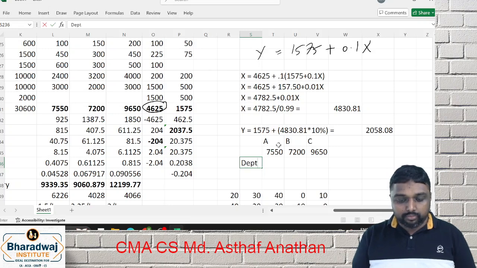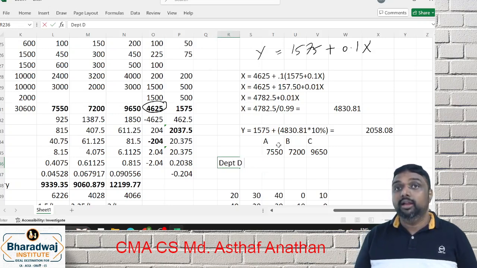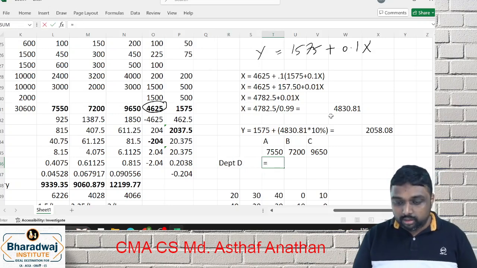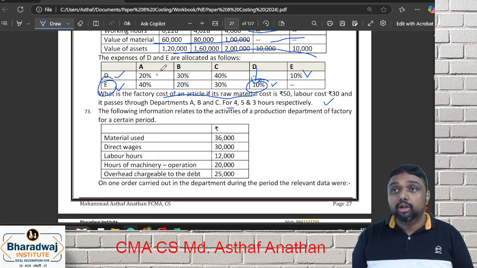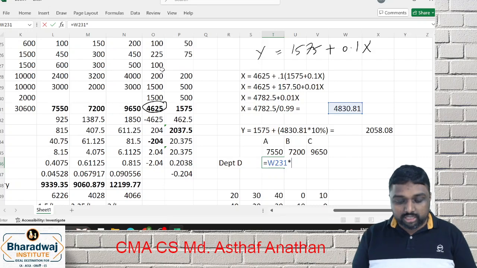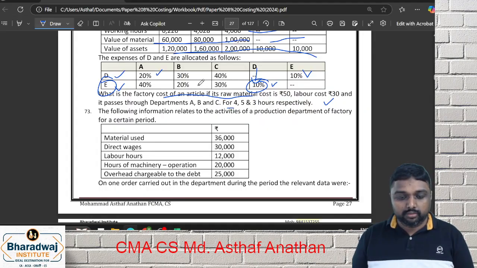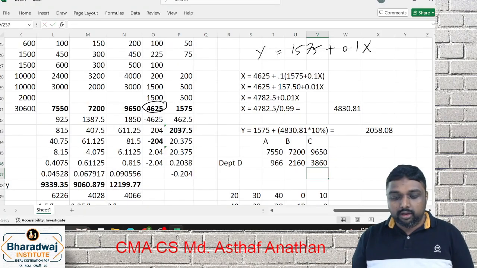Now you have to do what? Department D. Department D, very, very important. Department D, what is the amount? 4830. In that, the share is what? 20%. You should not take ratio, the share is only 20%. Here the share is what? 30%. Here the share is what? 40%. Same way, you have to go for Department E.